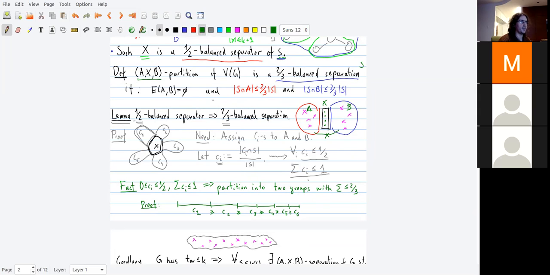So now this is a very easy combinatorial fact that if you have numbers that are all at most half, and they sum up to at most 1, then you can partition them into 2 groups such that in every group, the sum is at most 2/3. And to see that I actually need 2/3 here instead of 1/2, consider the corner case 1/3, 1/3, 1/3. All of them are at most half, but in order to partition them into 2 groups, I need to allow each group to have a sum of at most 2/3.